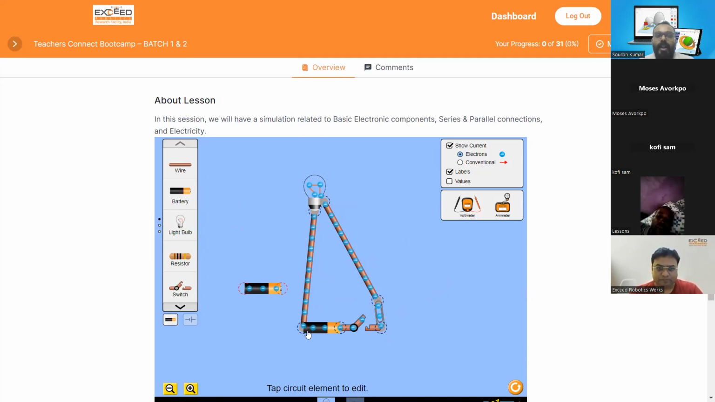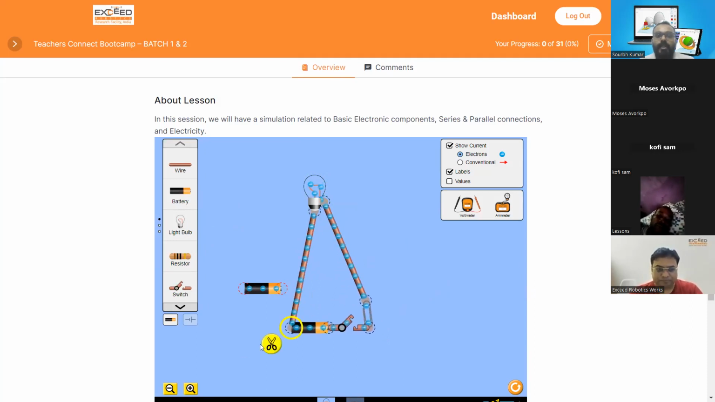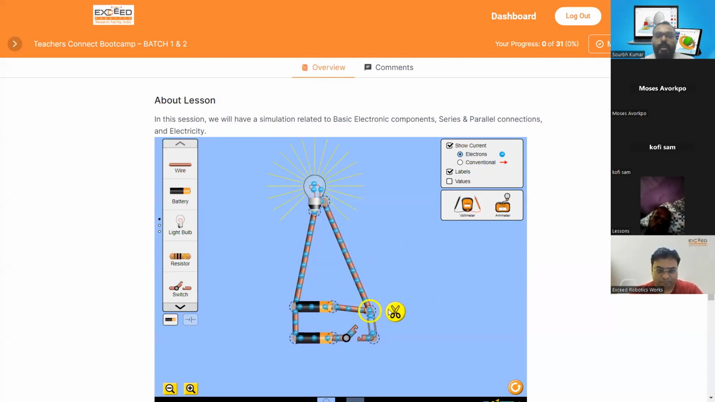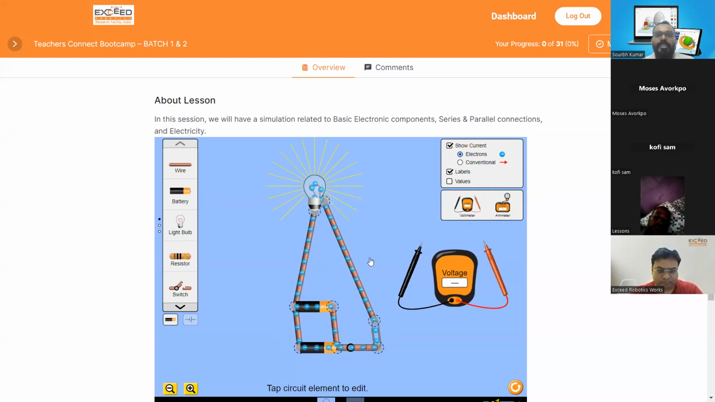Let me show you one of the parallel and series connections so that it will be easier for you to understand. This one is the parallel connection which we are going to make between the batteries. Okay, let me cut this wire, connect this wire in here, and start the simulation. It will work perfectly. You will see the intensity of light, and you can also bring the voltmeter and check the polarities, how much electricity is being supplied to the circuitry. So 9 volts is now being supplied.